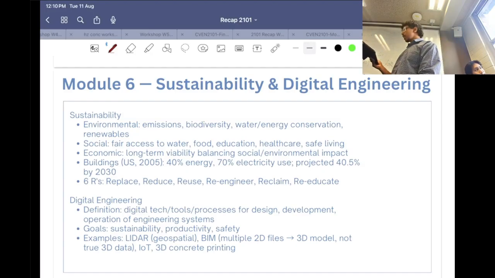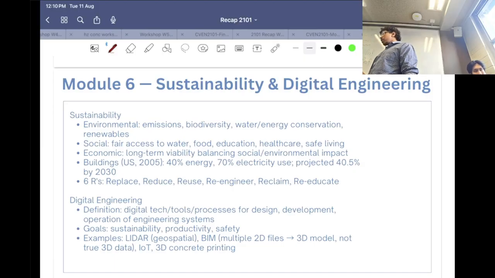Another thing to keep in mind are the 6 R's. This is the main part about sustainability. So replace, reduce, reuse, re-engineer, reclaim, and re-educate. They are pretty self-explanatory, but it's just on that part. They might ask a multiple choice question on this.